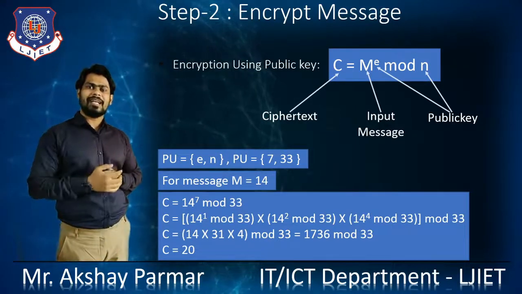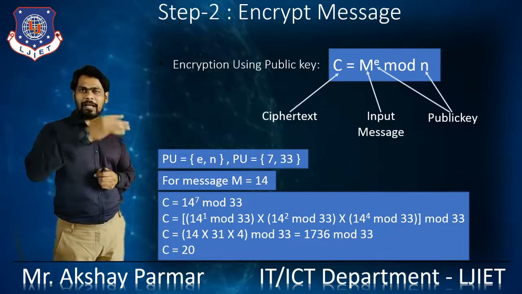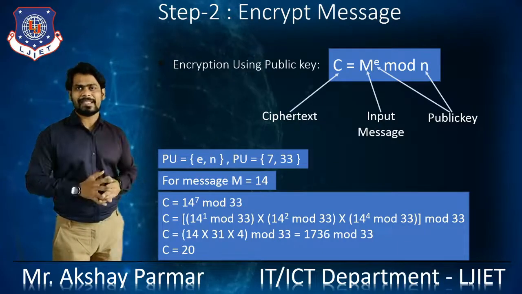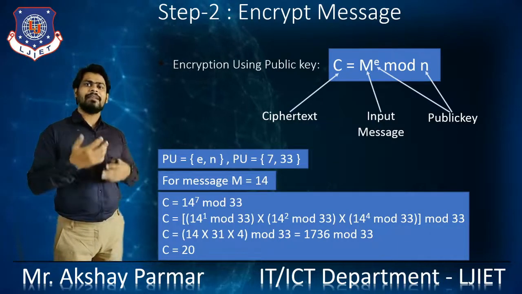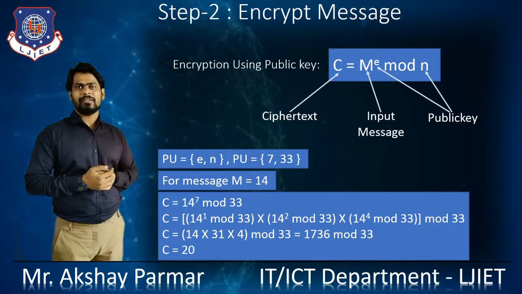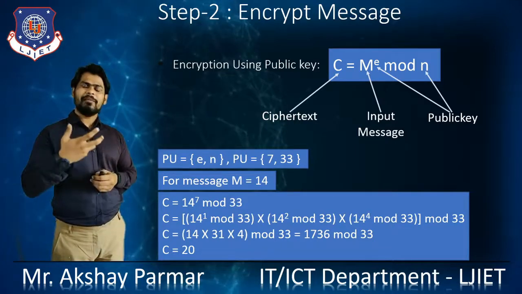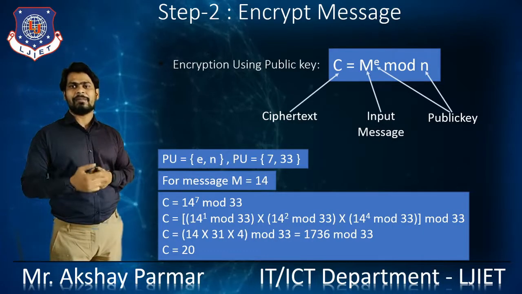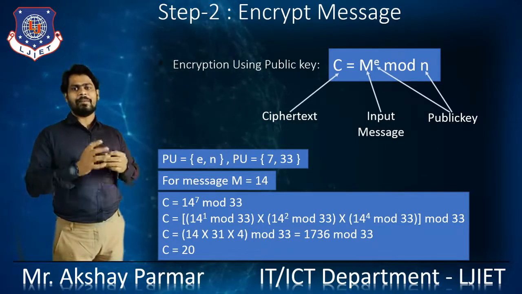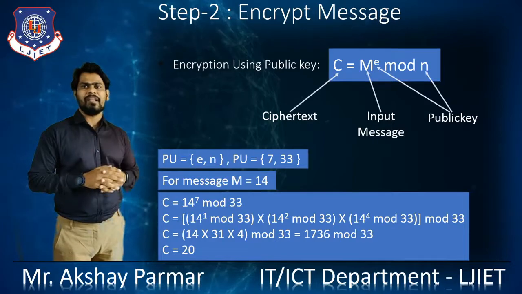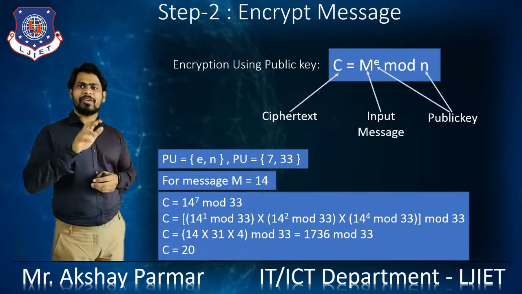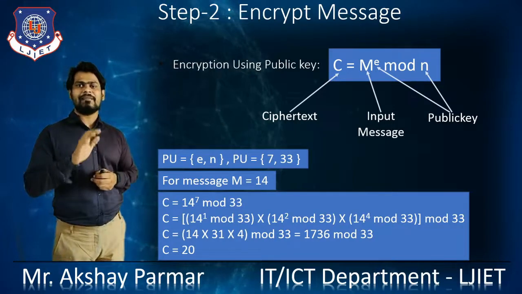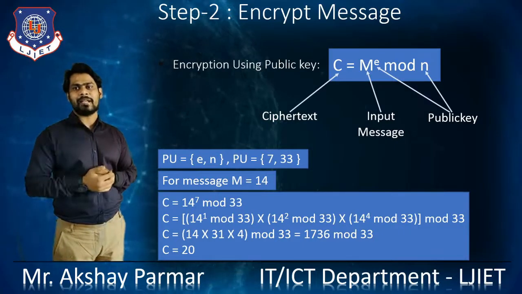We have considered m raised to e mod n, where m is our input message, and e and n are the public key in our case, right? So m raised to e mod n is the ciphertext here. In our example, we have taken the public key as 7 and 33, and for example, m is equal to 14, right? So let's take the message equal to 14 again in our case, right?